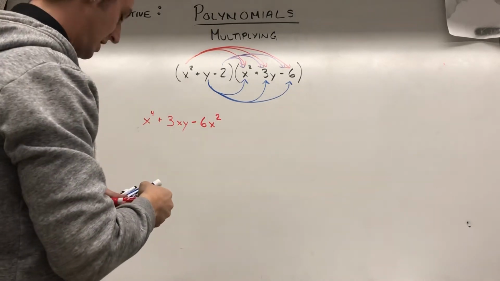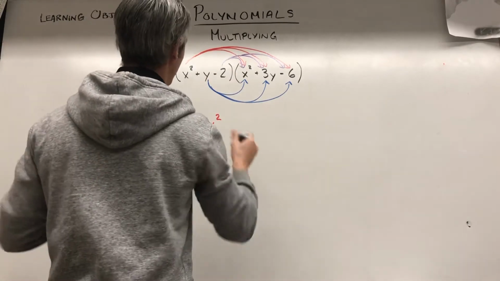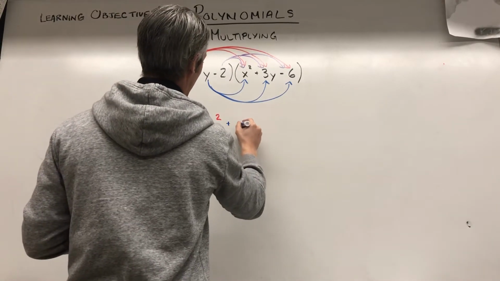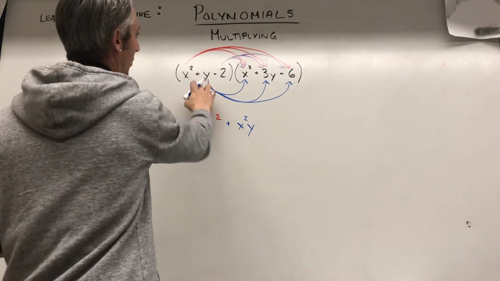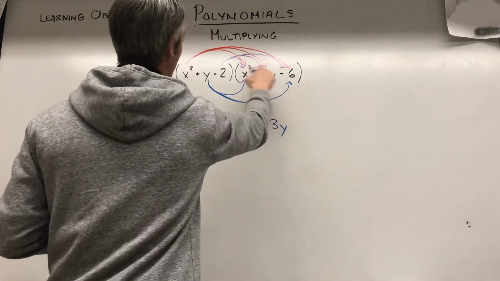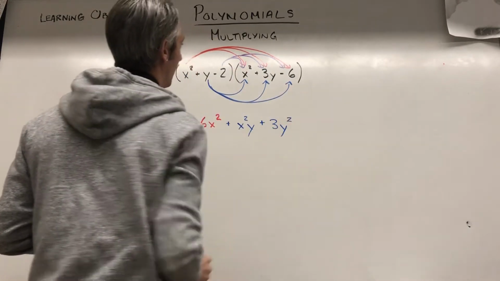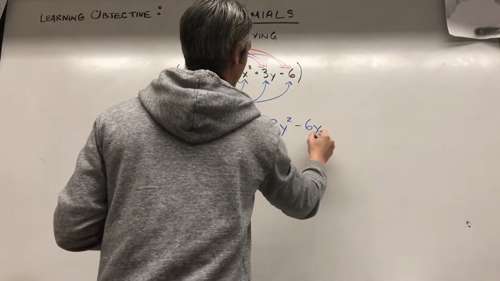Next, I have my blue. So, y times x squared is plus x squared y, or yx squared. Doesn't really matter what order. And then y times 3y is plus 3y squared. 1 plus 1 is 2. And then y times negative 6 is negative 6y.